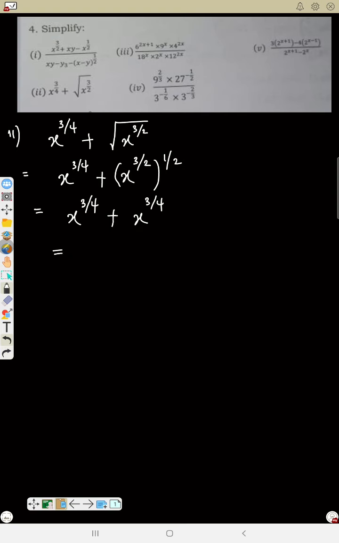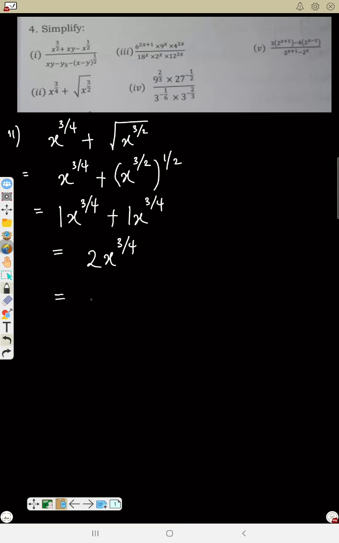Now this is the same thing as s raised to power 4 plus x raised to power 3 over 4 plus x raised to power 3 over 4. How many x raised to power 3 over 4 do we have? That will be 2x raised to power 3 over 4. That is 1x raised to power 3 over 4 plus 1x raised to power 3 over 4. So if you add the 2, it will be 2x raised to power 3 over 4.